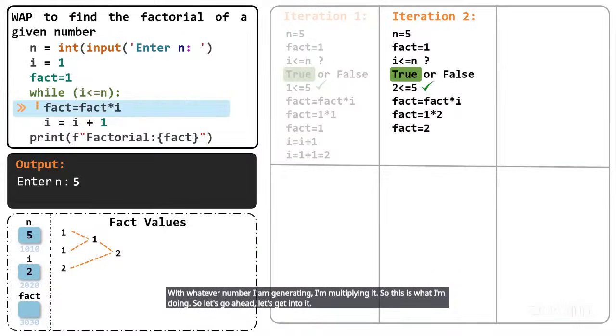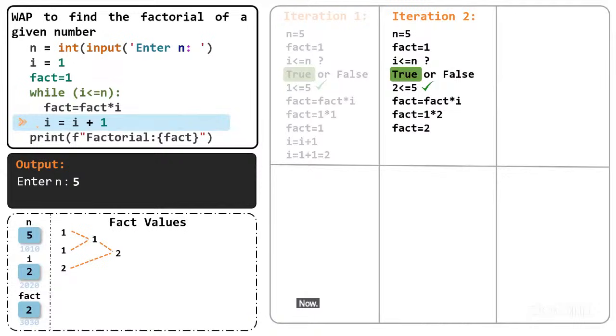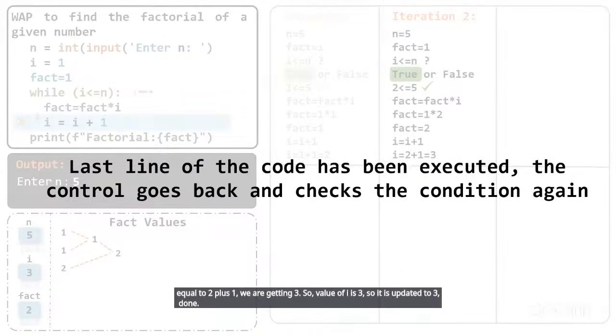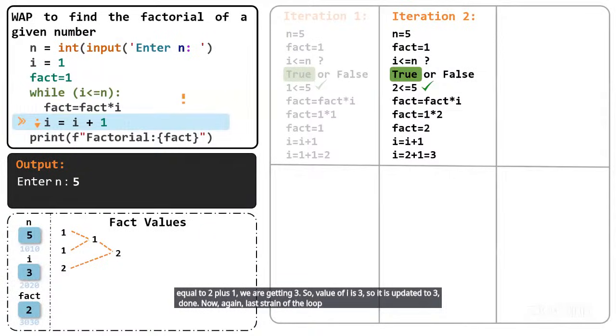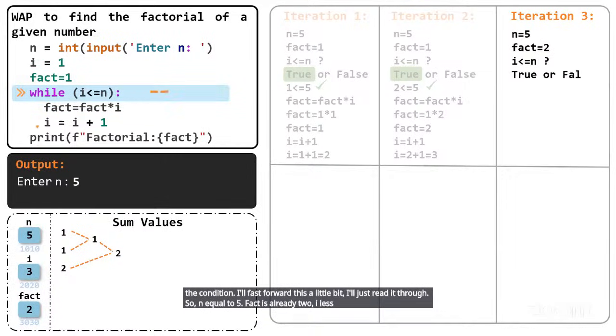Okay. So again, let's click on next value. You see here, fact is equal to 2. It's updated there. Now, last line of the loop. So i equal to i plus 1, i equal to 2 plus 1, we are getting 3. So value of i is 3. So it is updated to 3. Done. Now again, last line of the loop executed. We'll go back and check the condition. I'll fast forward this a little bit. I'll just read it through. So n equal to 5. Fact is already 2. i less than or equal to n. i value is 3.